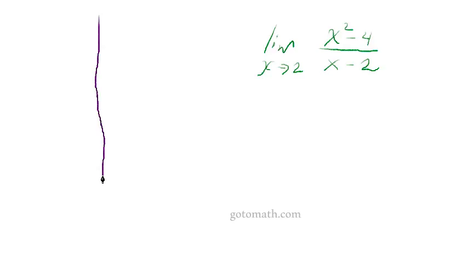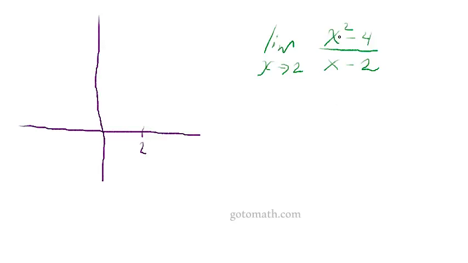So we had the limit as x approaches 2 of x squared minus 4 over x minus 2. Okay, let's just sketch up maybe what this graph kind of looks like. And of course we're approaching 2, so we'll put 2 right there on the x-axis.